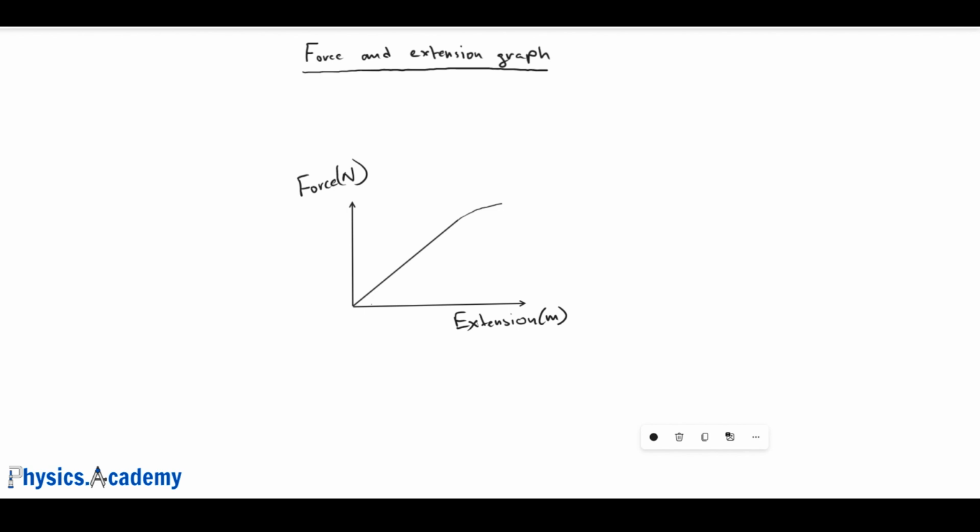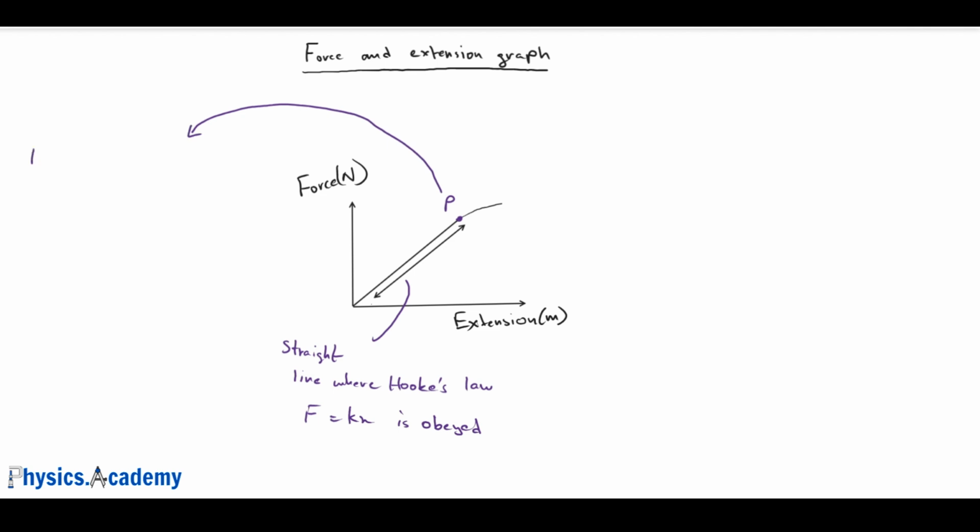If we plot a graph of force against extension, we see this kind of shape where the first section of the graph is a straight line. And this is the section where Hooke's law is obeyed, when the force and the extension are proportional, which means that when you are applying a force on the spring, the extension will be at the same rate. So this happens up to the point indicated by P, and P represents the limit of proportionality up to which F is equal to kx.